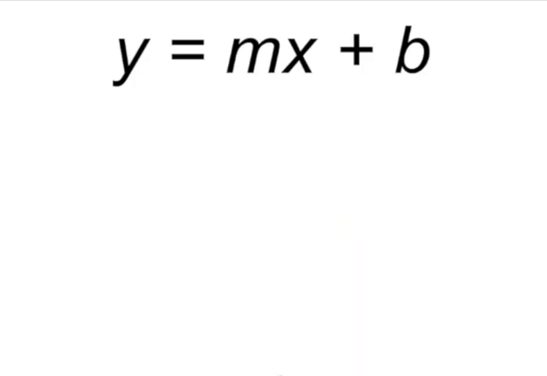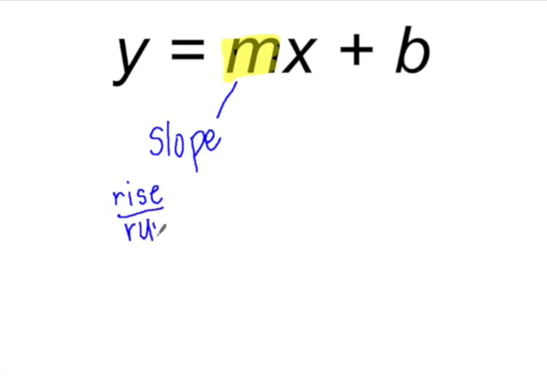So let's talk about graphing lines. Y equals mx plus b is the equation of a line. In this form of the equation, m represents the slope. The slope of a line is a number that describes how steep the line is. Slope can be a positive or a negative number, and it is represented as the rise over the run. So every time we think about this equation, we should just remember that m represents the slope.